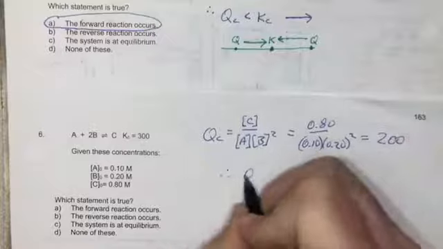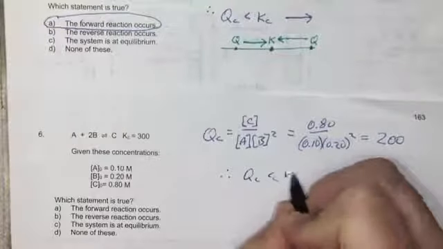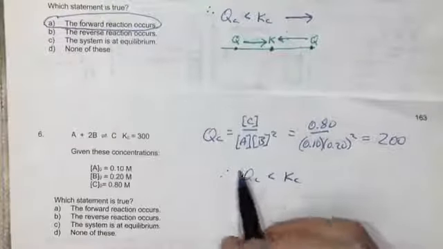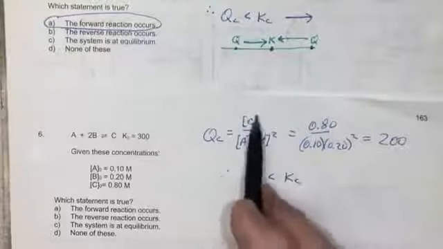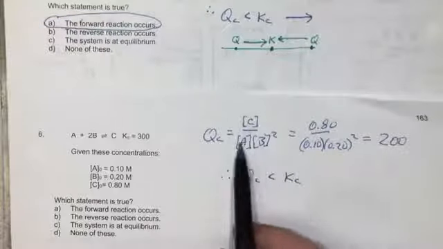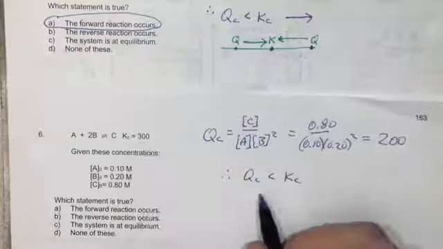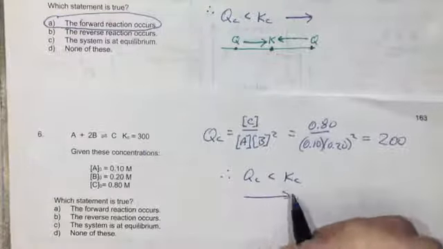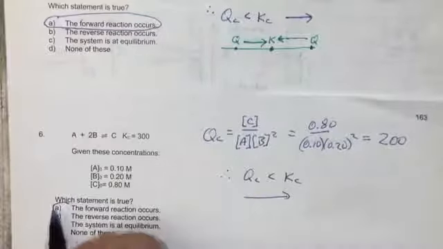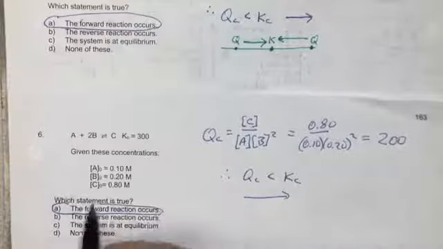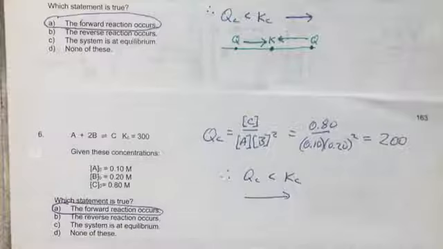Therefore, Qc is less than Kc. In order for the reaction to reach equilibrium, I need a bigger numerator and a smaller denominator so that this will end up being equal to K. And so, once again, since Q is less than K, the forward reaction occurs. So on this question, the correct answer again is that the forward reaction occurs.